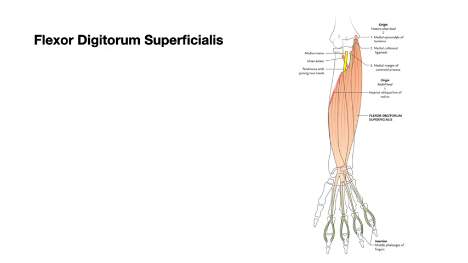So the origin is the medial epicondyle of the humerus, that is known as the humero-ulnar head, because it is going towards the medial margin of the coronoid process of the ulna. There is a radial head that is from the anterior oblique line of the radius.